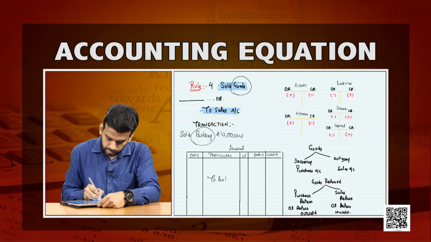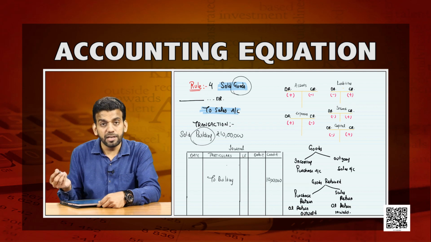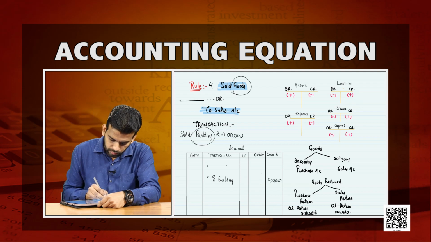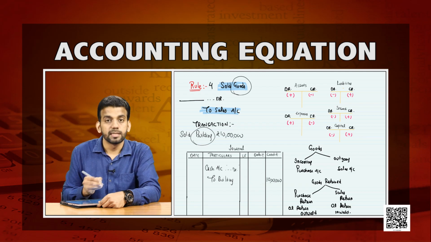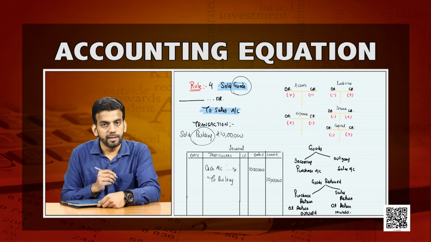To building. Right? And nothing is mentioned. So, cash account is debited. Simply. Now understand this thing conceptually.